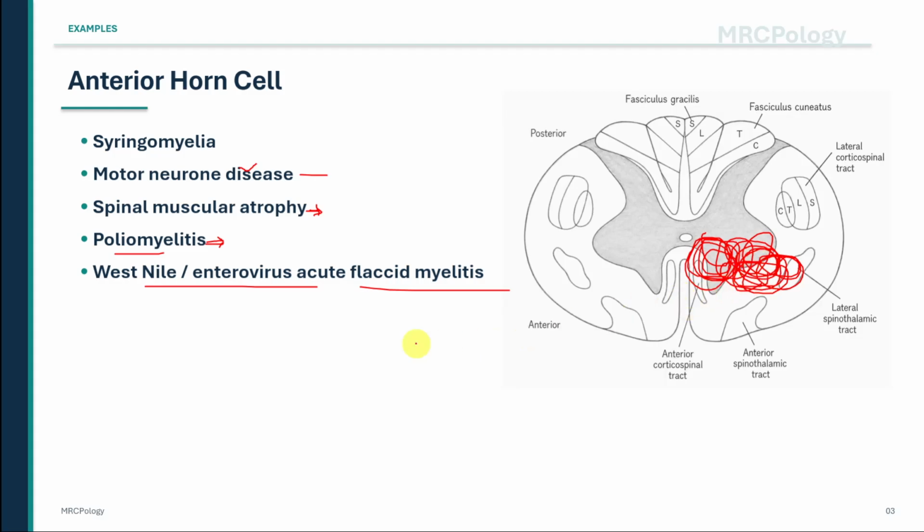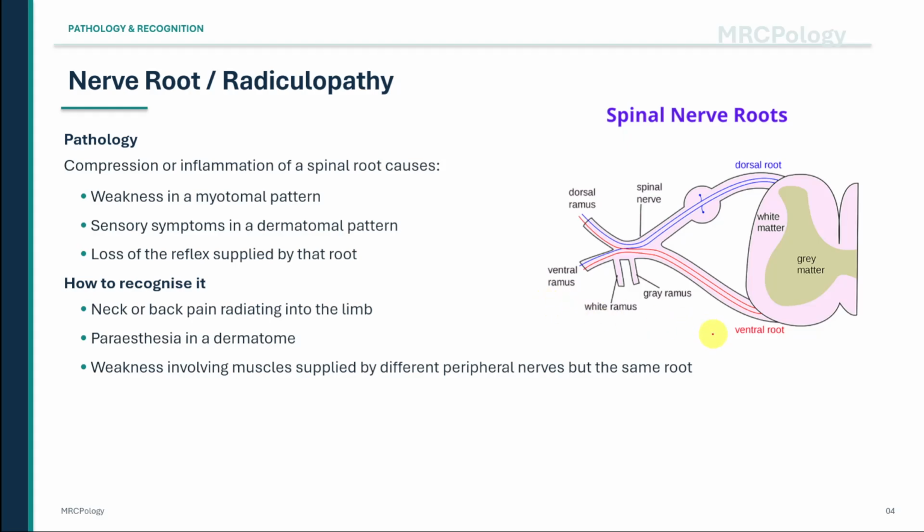We now move to the nerve root or radiculopathy. Compression or inflammation of a spinal nerve root produces weakness in a myotomal pattern, sensory symptoms in a dermatomal pattern, and reduction of the reflex supplied mainly by that root.